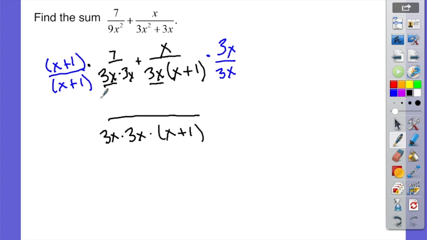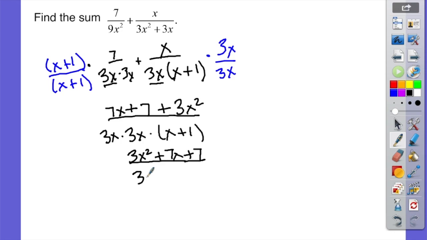Now let's do the numerator. So this is now, and I am going to distribute this one. I'll show you why, because we have to collect like terms. 7x plus 7 plus 3x squared. Okay? So let's put that in order. 3x squared plus 7x plus 7 over 3x times 3x times x plus 1.